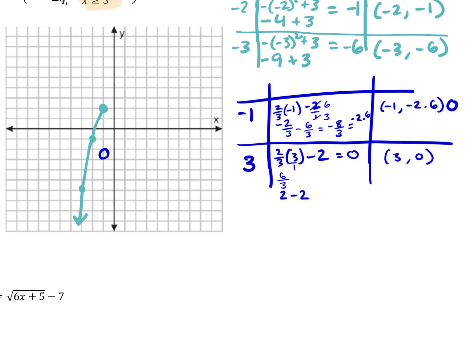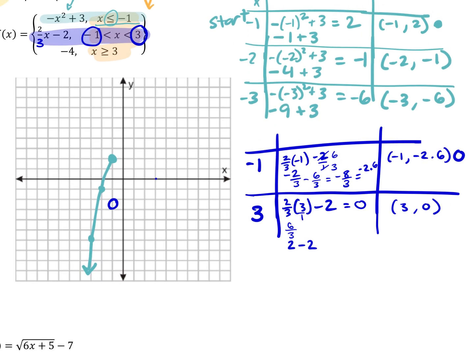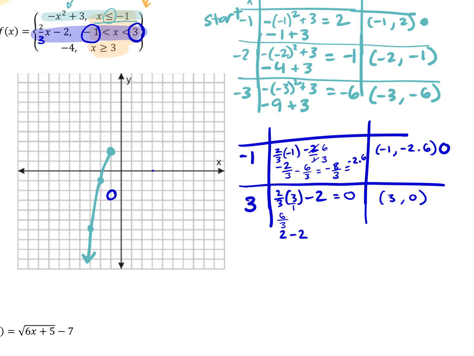So on my graph, I'm going to go to the right 3 and stay at 0. Open or closed circle here? Because it's the number that it told us, it's an open circle. Perfect. Now this one doesn't get an arrow because it has a start and a stop. We started here and we stopped here. So the middle piece, when you have 3 pieces of your graph, doesn't get an arrow. It has a start and a stop. No arrow.